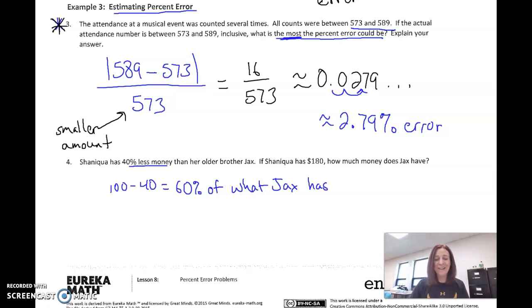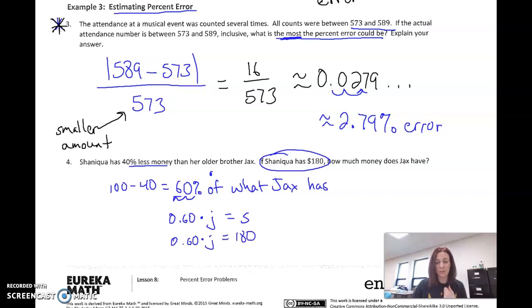Remember, of means to multiply. Because we don't multiply or divide with percents, we change it into a decimal. I can go 0.60 times whatever Jax has, and that's going to be what Shaniqua has. She has 180. So 60% of Jax equals 180.